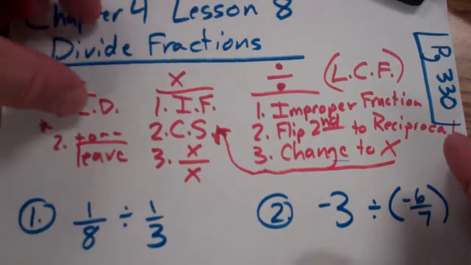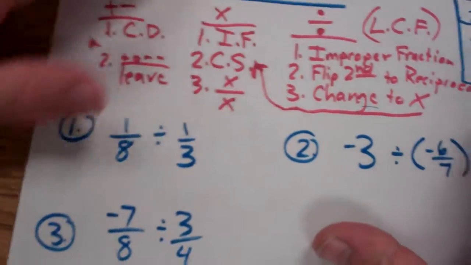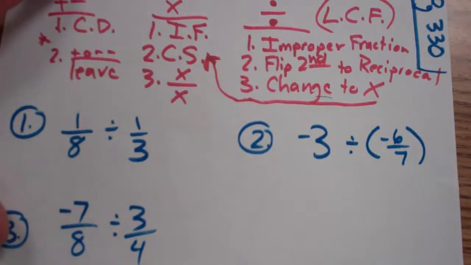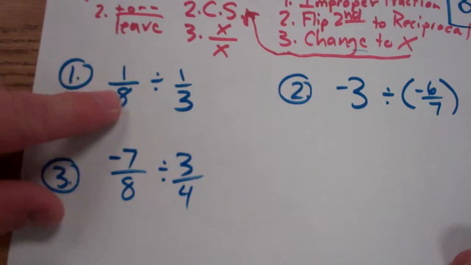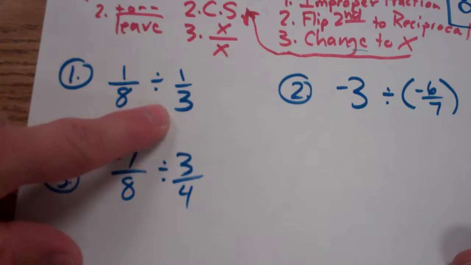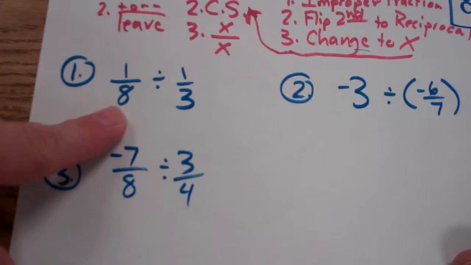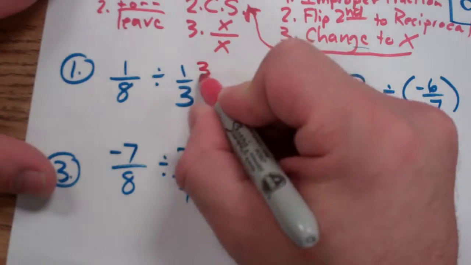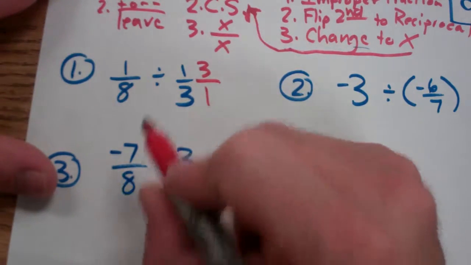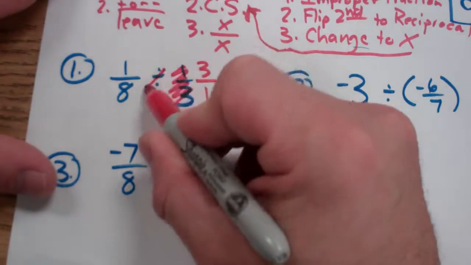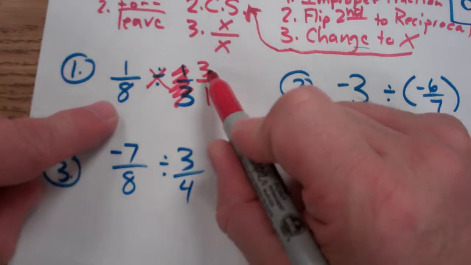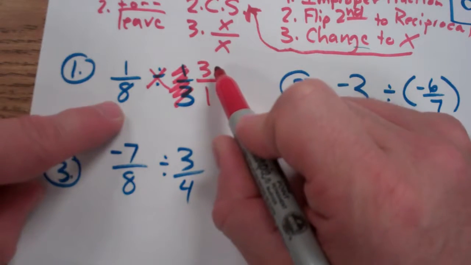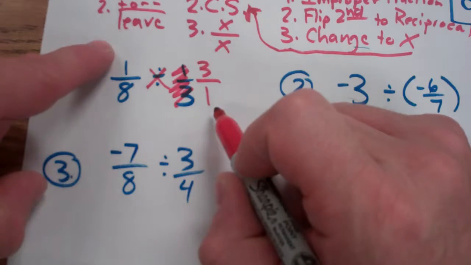So let's practice that. This is the guided practice on page 330, by the way. Number 1, 1/8 divided by 1/3. I would try to go to improper fraction. These are both proper, they're less than 1, so I don't need to go to improper fraction this time. I will flip the second one to its reciprocal, change it to 3 over 1 instead of 1 over 3, change it to multiplication. I would look to see if there's any common factors diagonally. 3 and 8, nothing in common. 1 and 1, nothing in common.